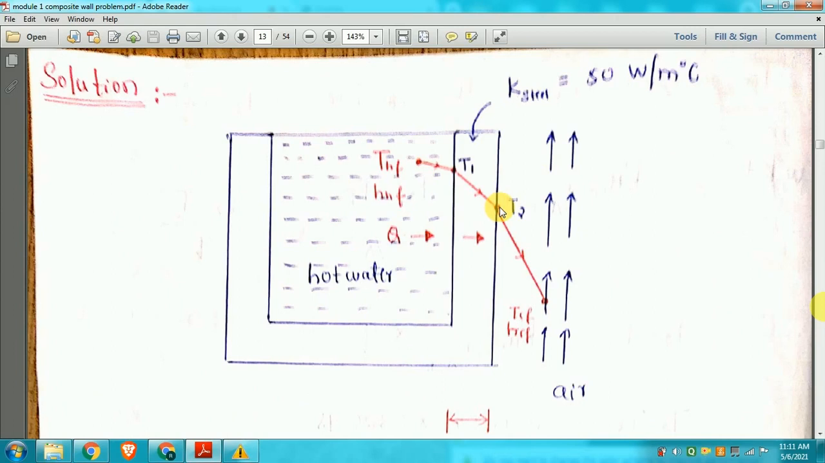Can anyone tell me how to find the value of T2? Just think and tell. You can make use of the value of Q, which is already found. So you can make use of that value. Think a little bit, you will get the answer.